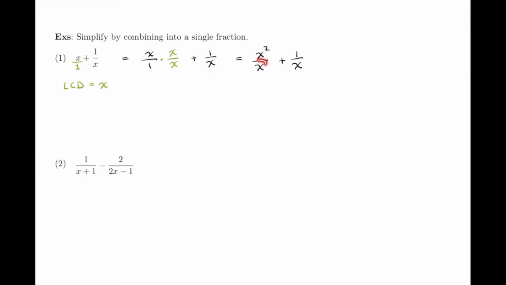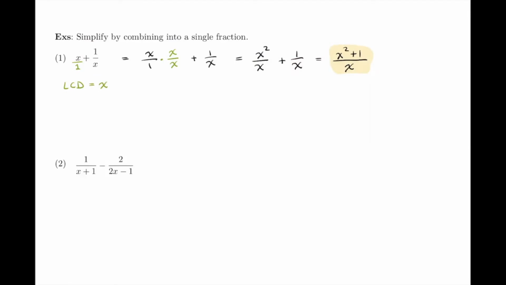And now that we have achieved the goal of getting a common denominator between these two fractions, we can add them together into a single fraction by adding their numerators, x squared and 1, and then keeping their denominator as the LCD, or the common denominator that we found, which was x. So what we had was x plus 1 over x, and that is the same as x squared plus 1 all divided by x, if we were to write that in an equivalent fraction.